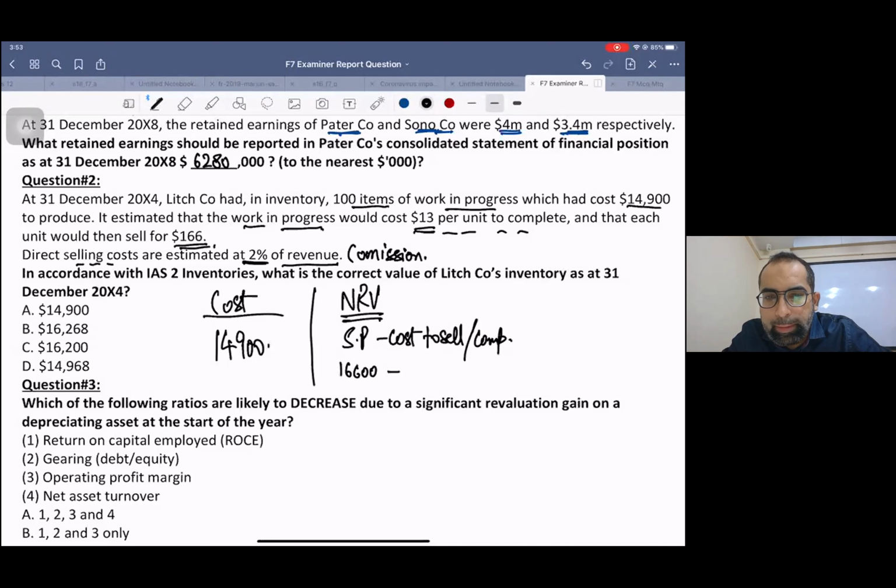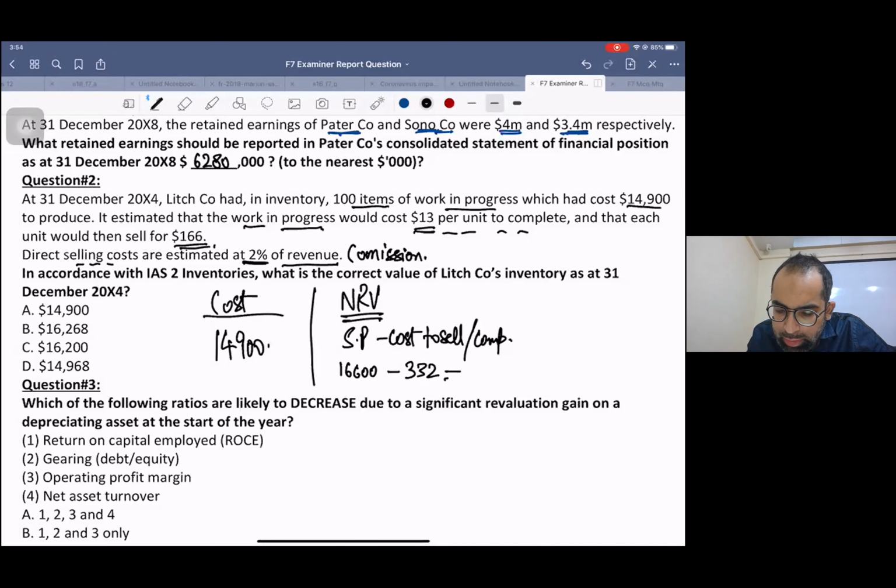16,600 less 2%. How much is this? Tell me the amount of 2%. How much is 2% of 16,600? Come on. Oh, 332. 332 is the commission, 2% of 16,600, and then less.